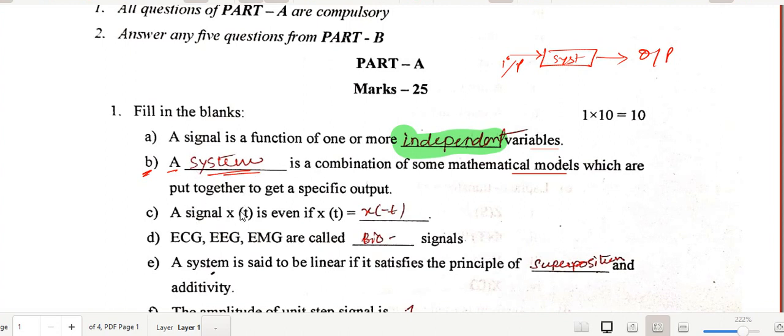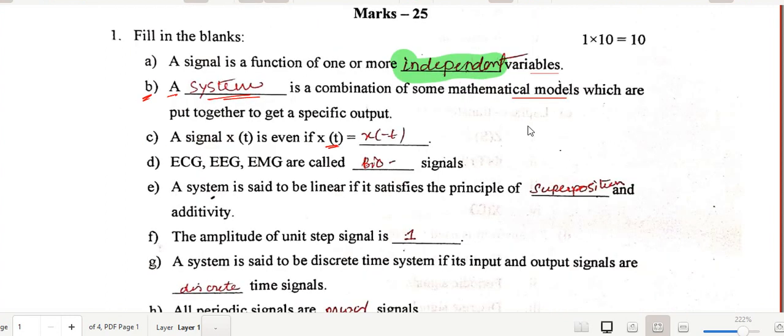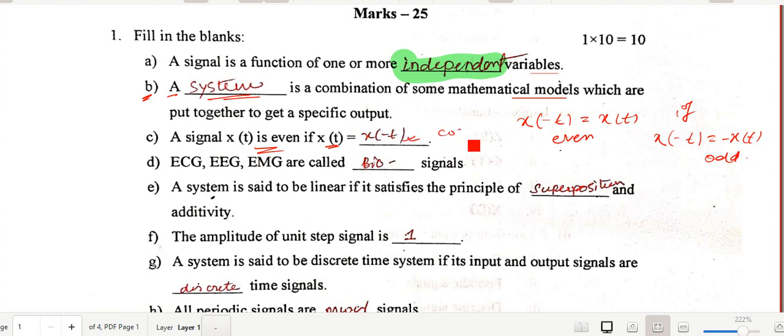Fine. The next question they are asking, the signal x of t is even if x of t is, so a signal is said to be even if x of minus t is equal to x of t, and if x of minus t is equal to minus x of t, then the signal is called odd. Example of even signal will be cos t, and example of odd signal will be sin t. So putting negative in cos doesn't change the value.